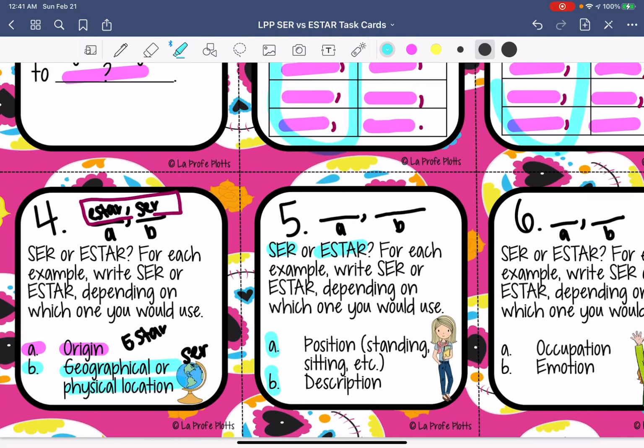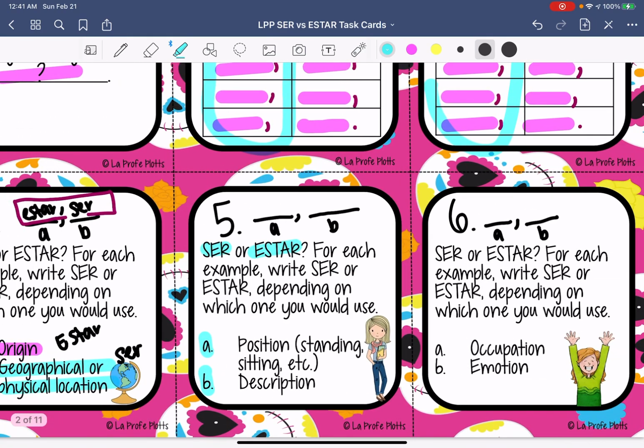All right, number 6. Again, ser or estar. Would you use ser or estar if you're talking about occupation? Which one would you use, ser or estar, if you're talking about emotion? Okay, remember, your answer should be separated by a comma and that's it. No space. Don't type any spaces.